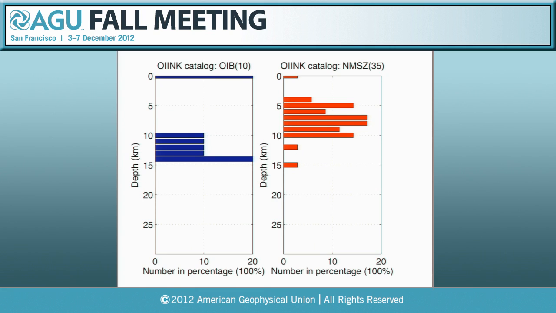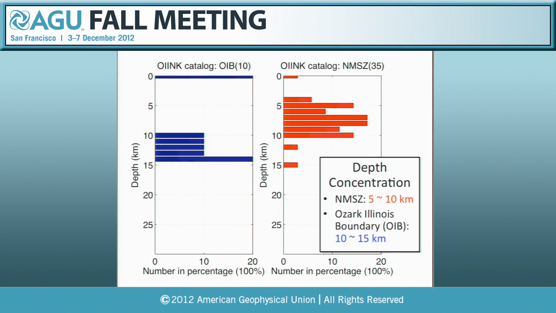This is the histogram. It shows more clearly that in the pneumatic seismic zone, most of the earthquakes are concentrated within depths of 5 to 10, while in the Ozark-Illinois boundary, most of the earthquakes are concentrated within 10 to 15 kilometers.